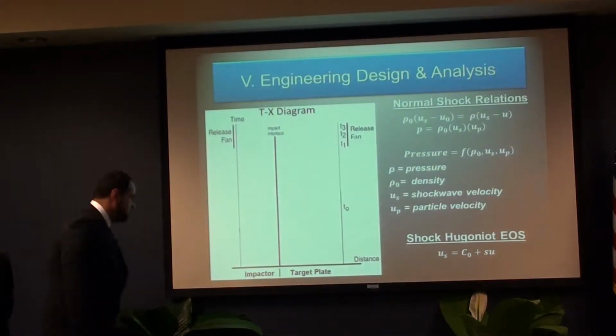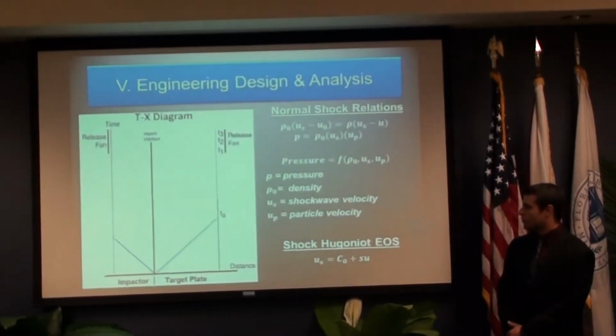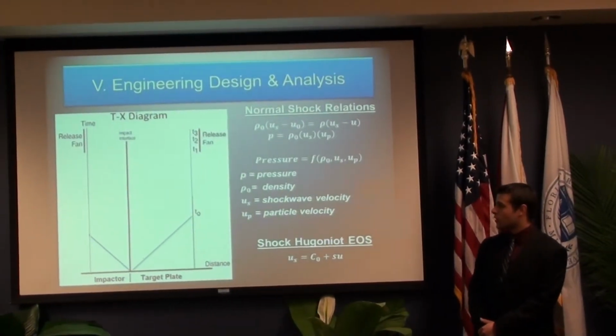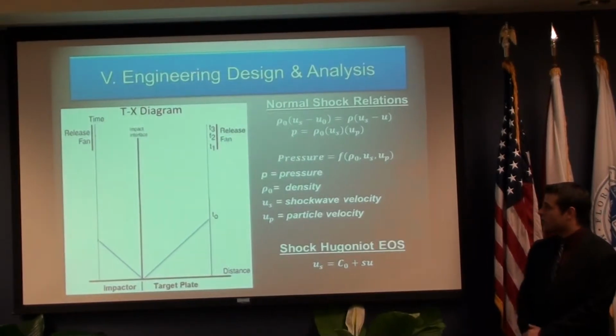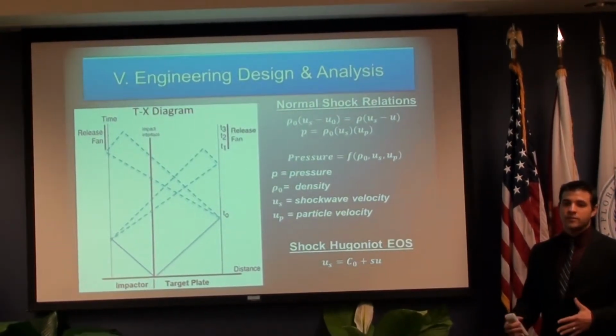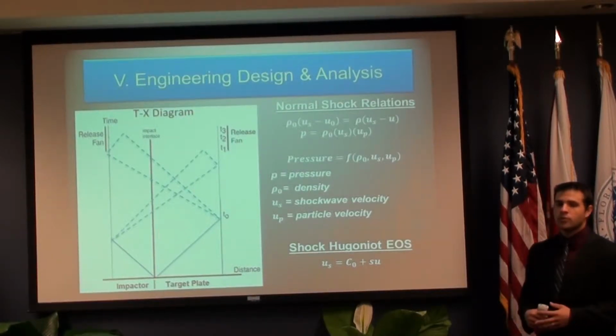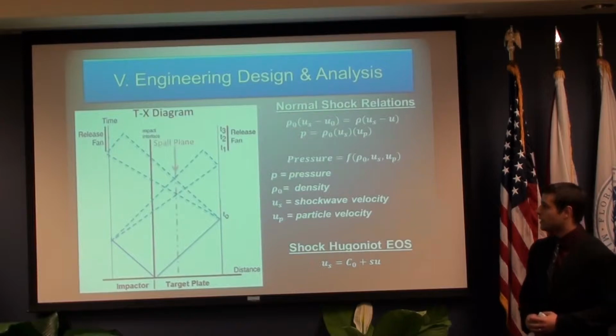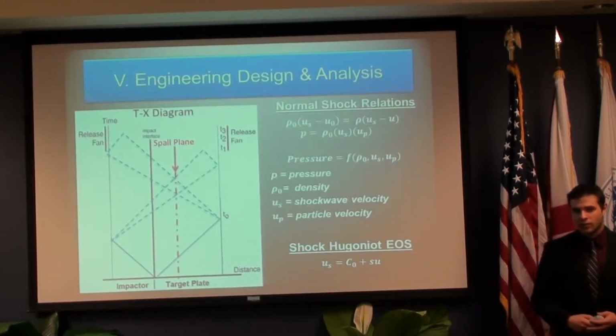So upon impact, shock waves will be released and flow through the material. Eventually those shock waves will bounce off of the free surfaces of the impactor and projectile. These bounced waves are now called release waves, and eventually they'll continue to flow through the material and intersect within the target. This intersection is the spall plane. This is what our project is based on looking for.